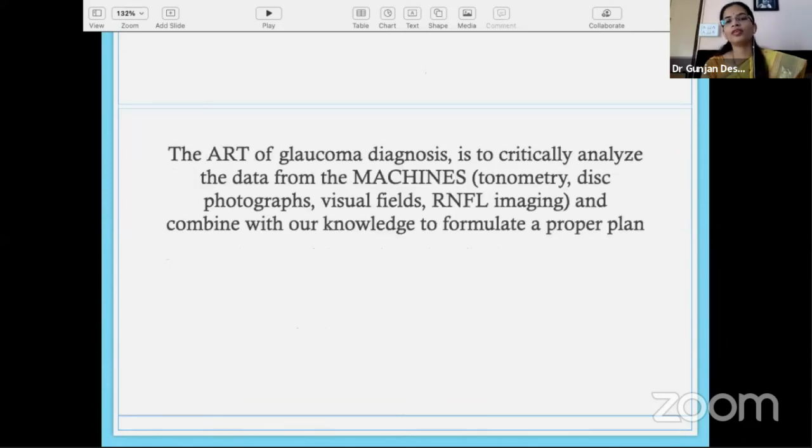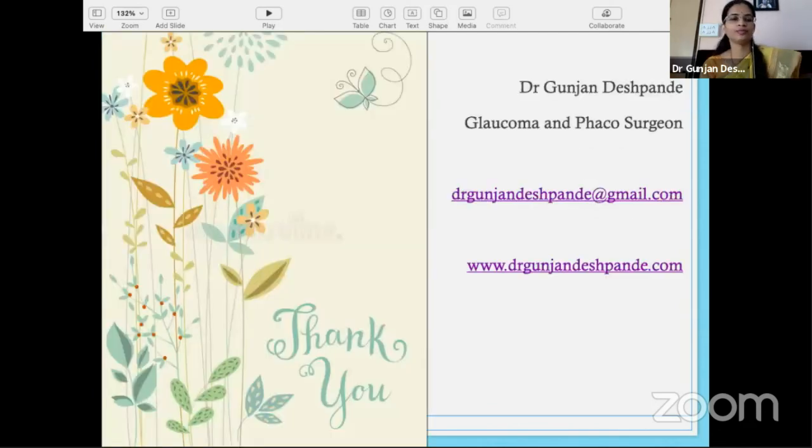The art of glaucoma diagnosis is to critically analyze the data from all these machines, as I've said, and combine it with our knowledge to formulate a very proper plan for our patients. Thank you so much.